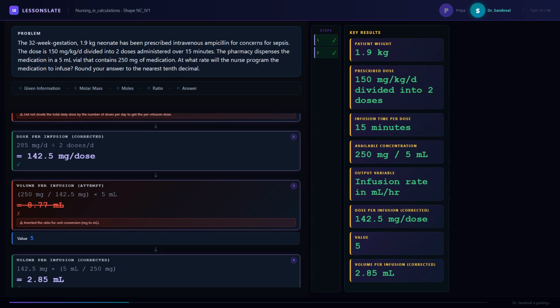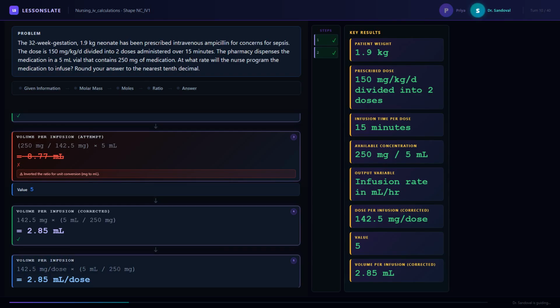Excellent, Priya. That's precisely how we set up the unit conversion. Multiplying 142.5 milligrams by 5 milliliters divided by 250 milligrams gives you 2.85 milliliters, which is the correct volume for one dose. You've correctly converted the dose in milligrams to the volume in milliliters. Now that we know the volume to be infused for each dose, and we know each dose needs to be administered over 15 minutes, what's our next step to find the infusion rate in milliliters per hour?